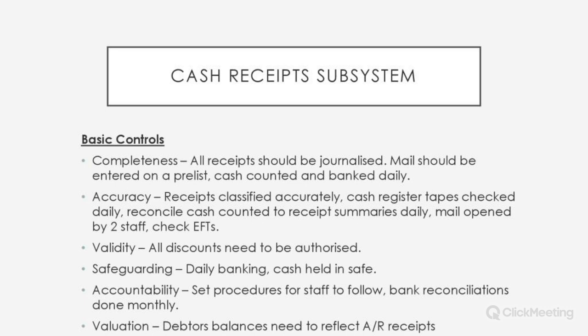For validity, all discounts need to be authorized. For safeguarding, make sure daily banking is in place and cash is held in a safe if banking is not done daily. And also, banking procedures should be strictly monitored. For accountability, set procedures for staff to follow, and bank reconciliation should be done monthly. For valuation, debtor balances need to reflect accounts receivable receipts.